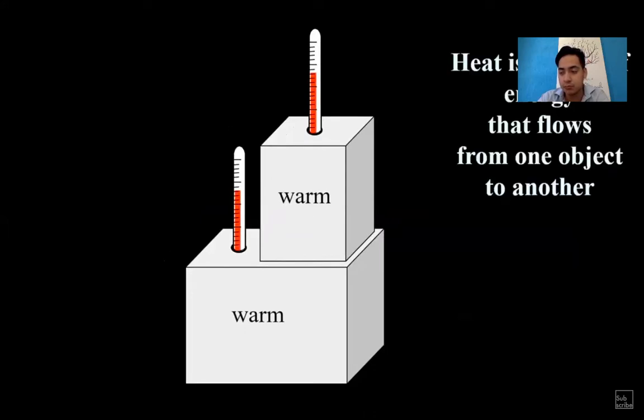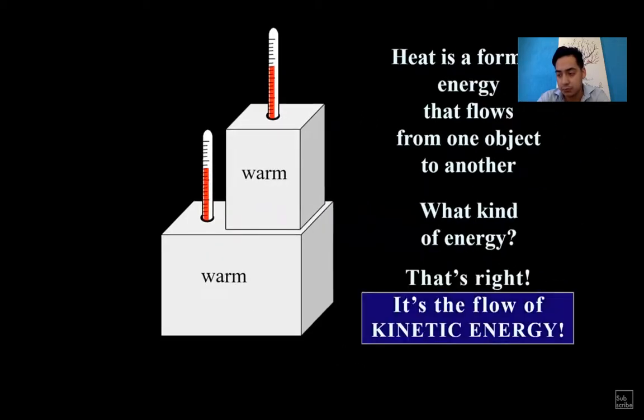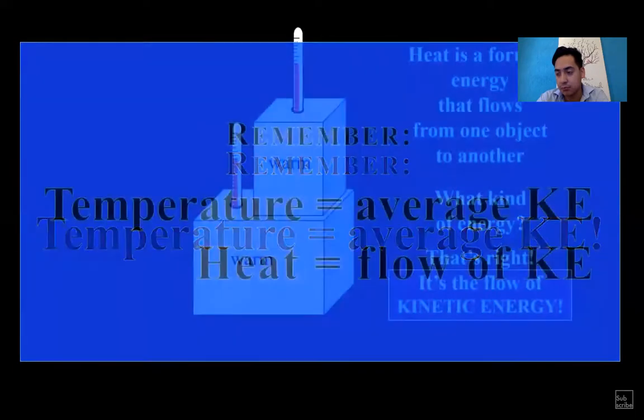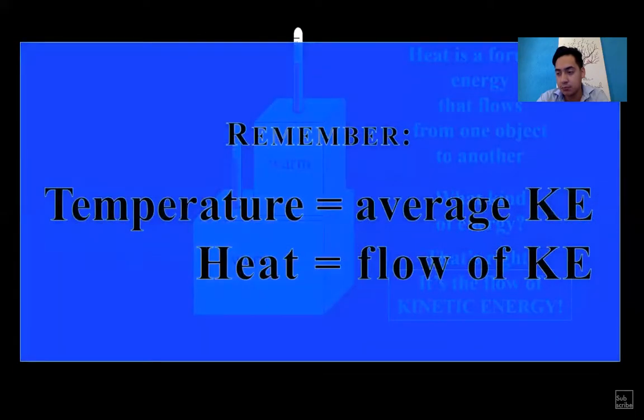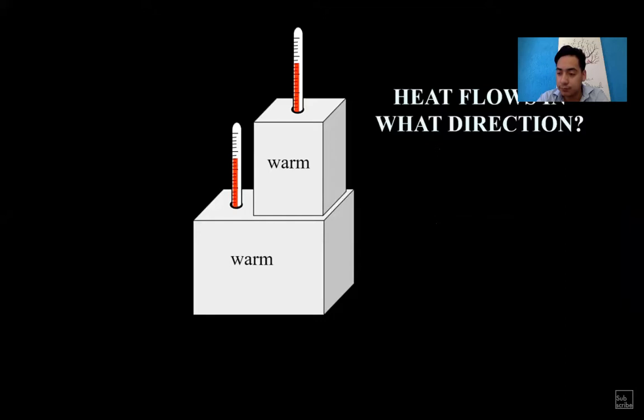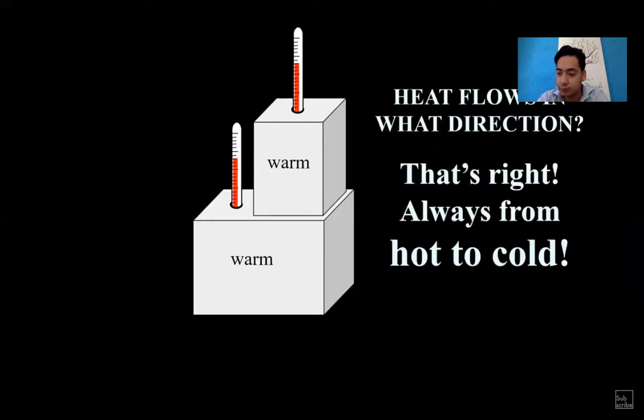Heat is a form of energy that flows from one object to another. What kind of energy? That's right, it's the flow of kinetic energy. And it is important to remember that the temperature is the average kinetic energy of a substance in contrast with heat, which is the flow of kinetic energy. So what direction does heat flow? You're right, always from hot to cold. This is a basic fundamental law of the universe.